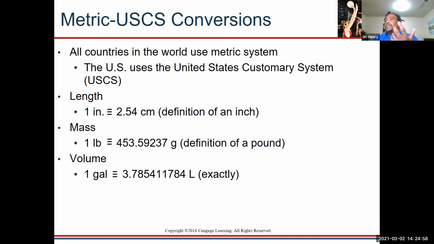So these are some of your conversion factors for the Imperial System or the United States customary system, the ones that we use. You guys want to be familiar with it, but you also have your conversion sheets.